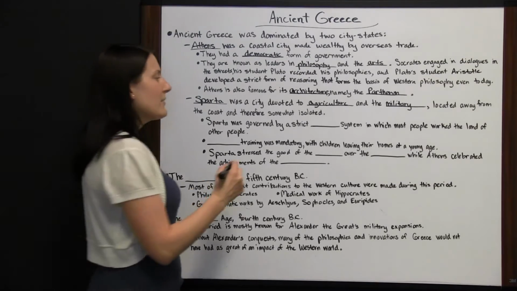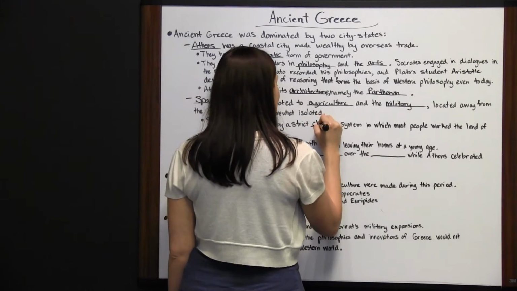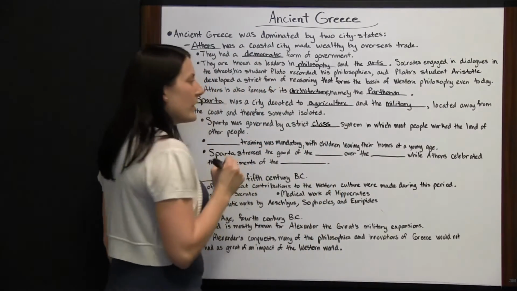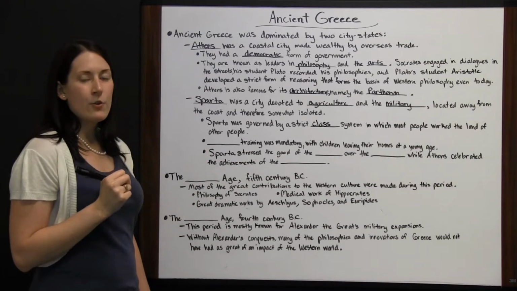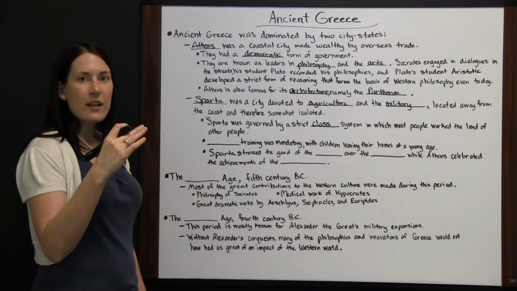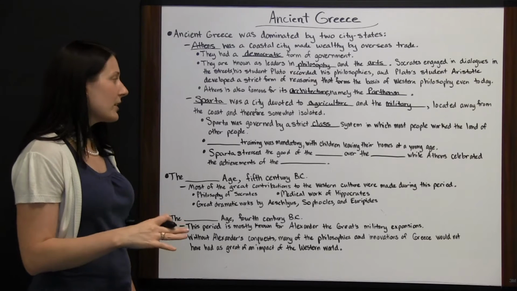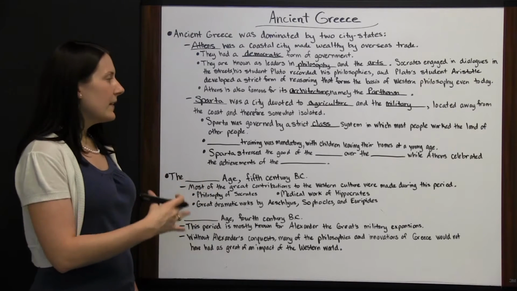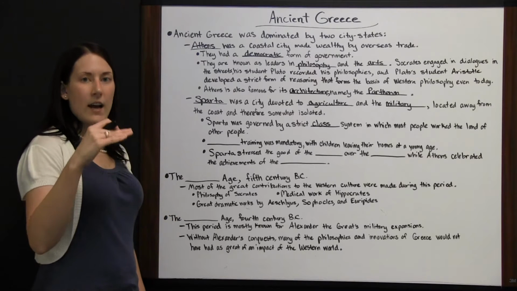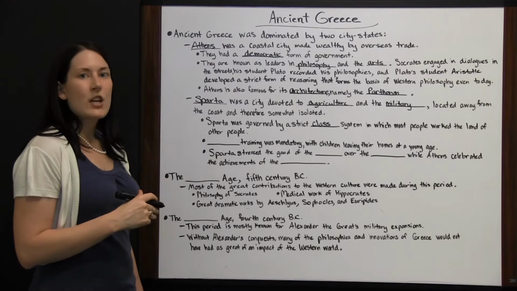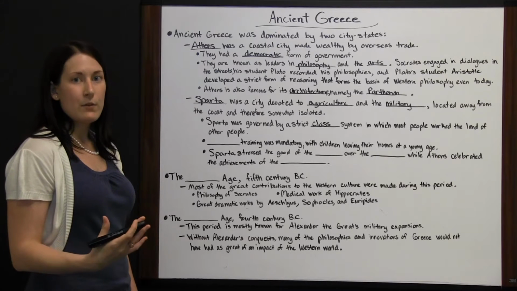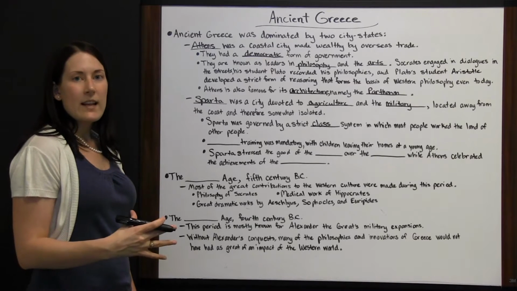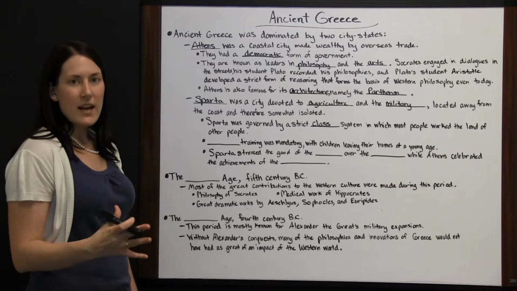Sparta was governed by a strict class system in which people worked the land of other people. So there were higher classes and lower classes, and the lower class people basically worked as serfs. So they worked the land or the fields of the higher class people in exchange for having a place to live and food to eat. But they didn't own any of the land themselves and weren't able to decide what to do with it.